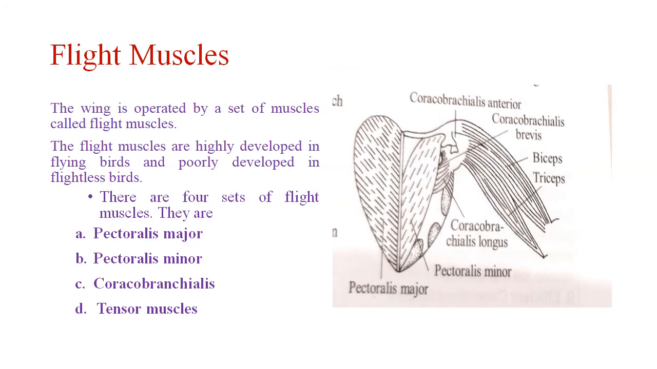Flight muscles. The wing is operated by a set of muscles called flight muscles. The flight muscles are highly developed in flying birds and poorly developed in flightless birds. There are four sets of flight muscles. They are pectoralis major, pectoralis minor, coracobrachialis, and the tensor muscles. You can see here the coracobrachialis brevis, biceps, triceps, again the pectoralis minor and pectoralis major.